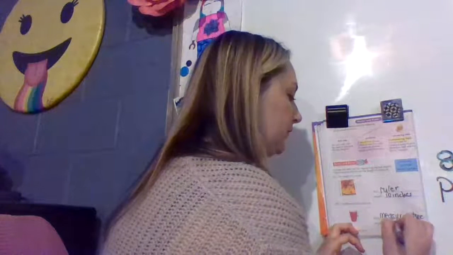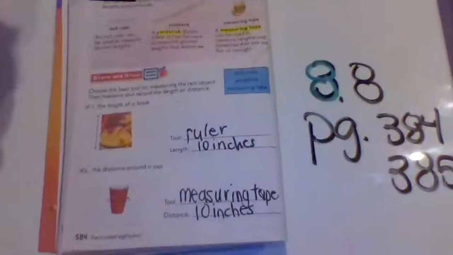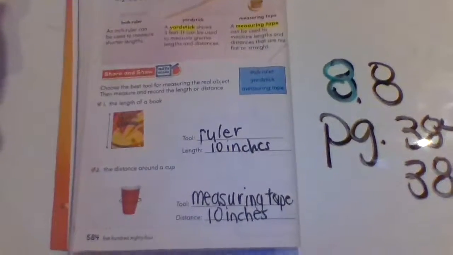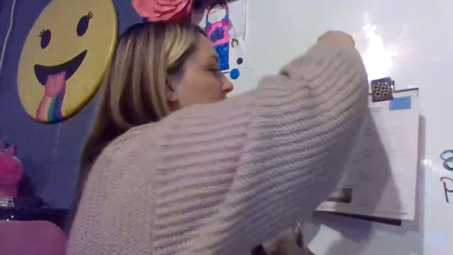And it was also 10 inches long. So far we have used a ruler to measure the length of the book, and we have used a measuring tape to measure the distance around a cup. All right, we're going to go ahead and flip to page 584. If you weren't done with that page, you can go ahead and hit the pause button. Same instructions on the back side.